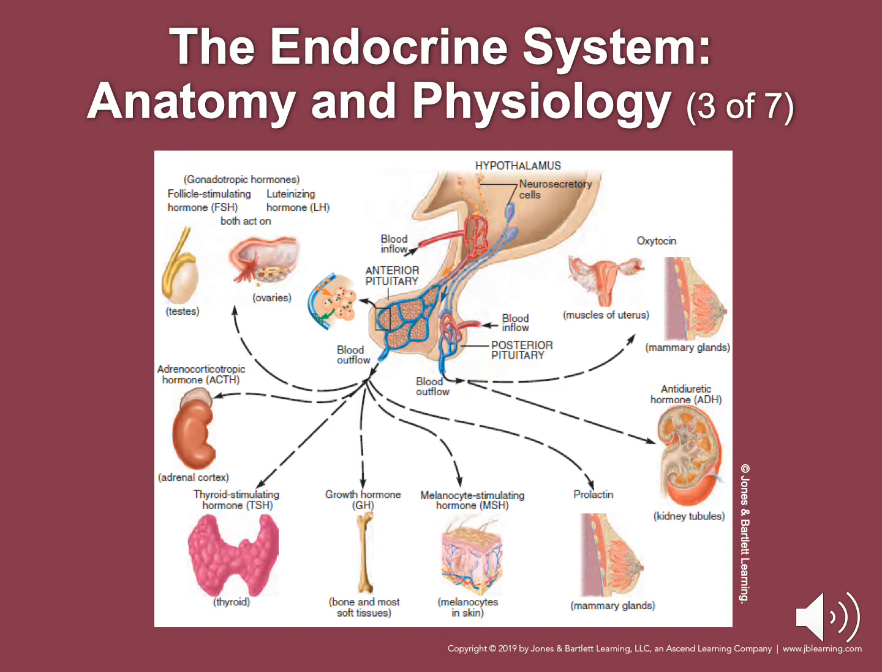Reproductive glands and hormones. The gonads are the reproductive glands. Testosterone is a major androgen manufactured by the testes. Three major female hormones are estrogen, progesterone, and human chorionic gonadotropin, HCG.